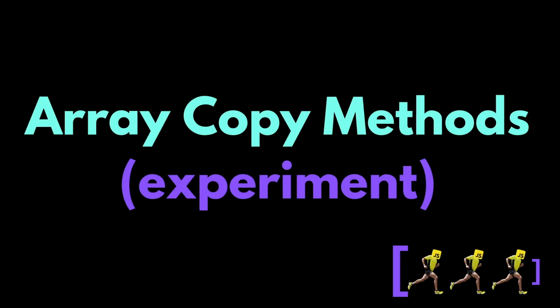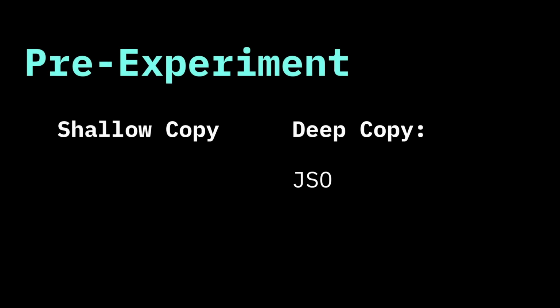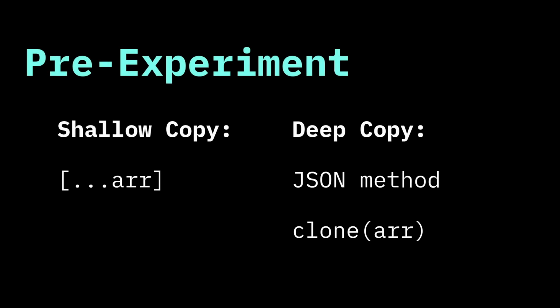Recently, I was wondering what the best way to copy an array is, so I decided to do a quick experiment to get a better idea of how the different methods stack up. Before the experiment, what I like to do was, for shallow copies, I'd use destructuring syntax.